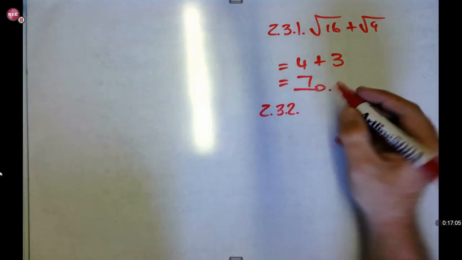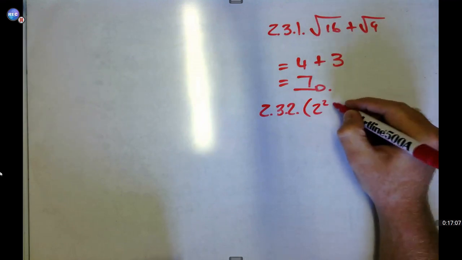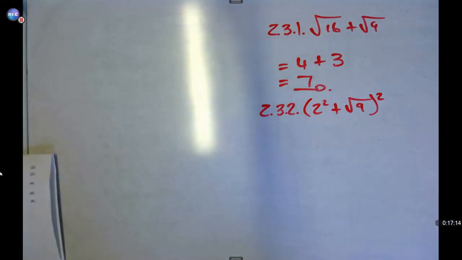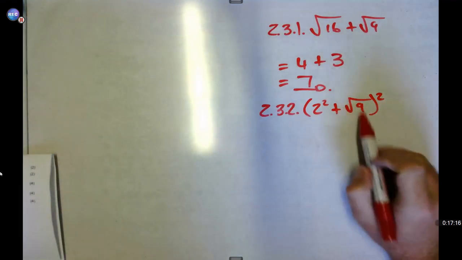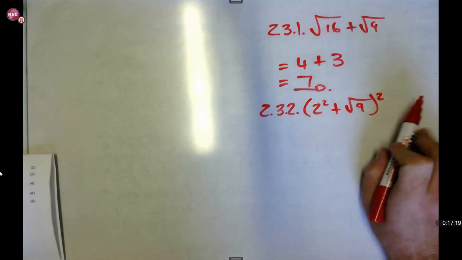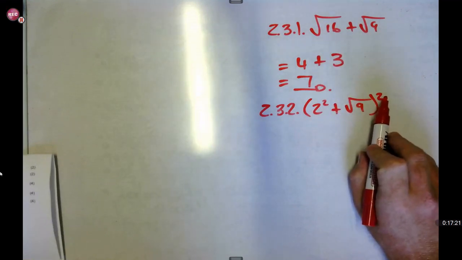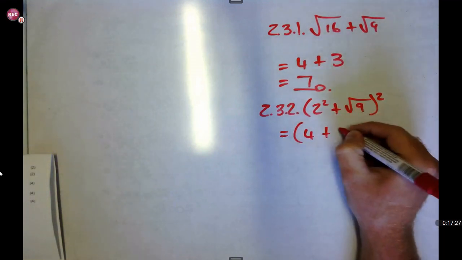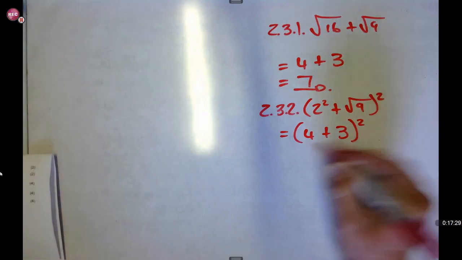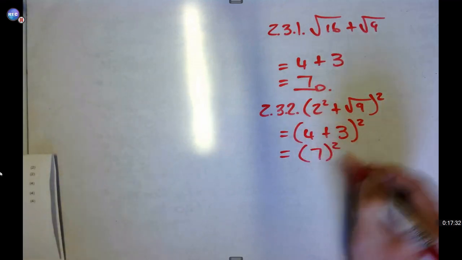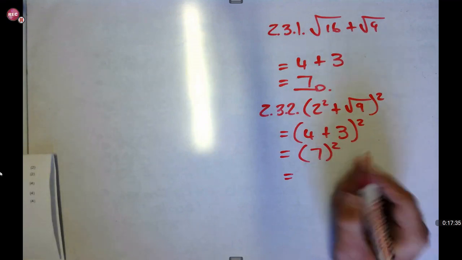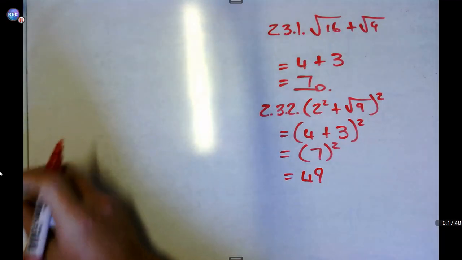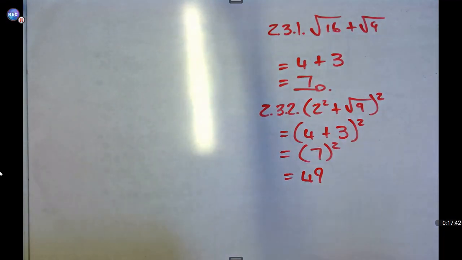Okay. Then our next question, 2.3.2, it looks like this. So, before you can do anything, you need to solve whatever's in the bracket first. Get one term and then you can only square all of that. So, 2 times 2 gives me 4. Square root of 9 is 3. 4 plus 3 is 7. 7 times 7 is 49. And there's your final answer in this case. Okay. Let's move over to the next question.